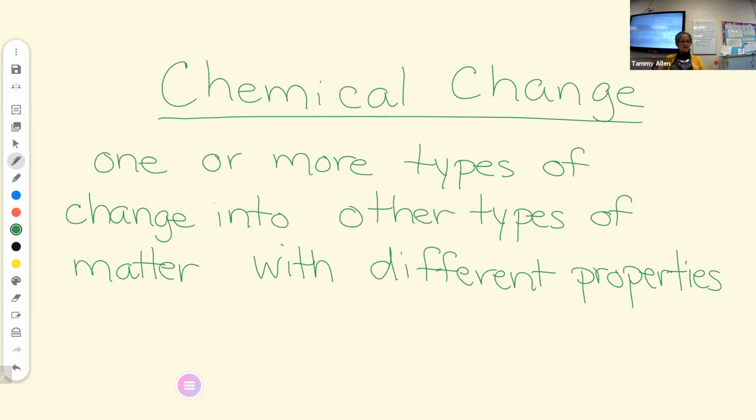Yeah. Okay. So, for example, have any of you ever seen anything called rust? Yes. Rust is a familiar chemical change. So let's list that as one example. Okay. Rust. That's an example of a chemical change.